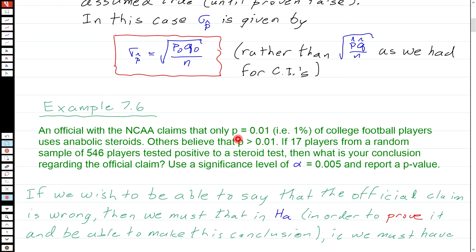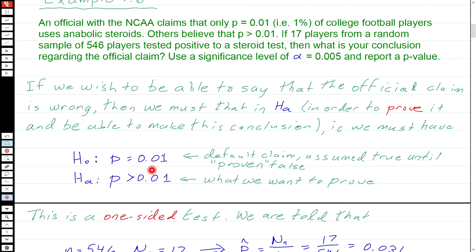Okay, so we have to look at this statement. Others believe that p is greater than 0.01, and then we're given some information and asked, what is your conclusion regarding the official claim? So I would say the official claim is that p is equal to 0.01. We're trying to prove that this is false. So we want to put in HA that p is greater than 0.01. Then if I reject the null, I can conclude that p is greater than 0.01 and that the official claim is incorrect at, in this case, a 99.5% confidence level.